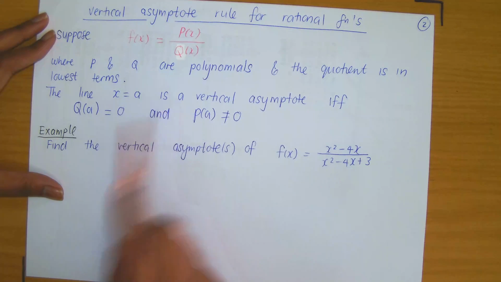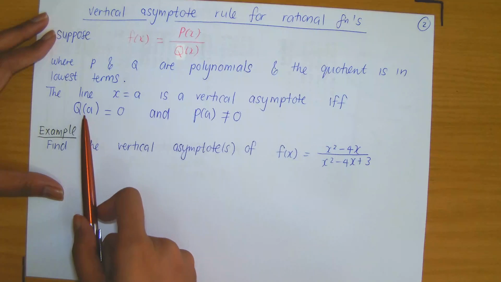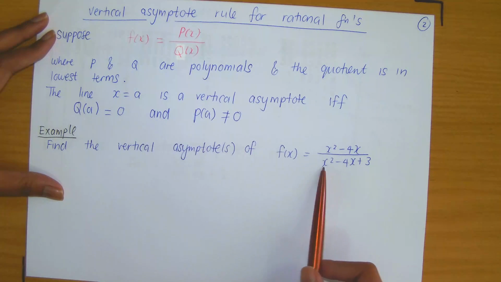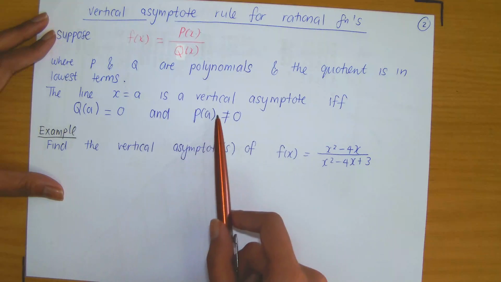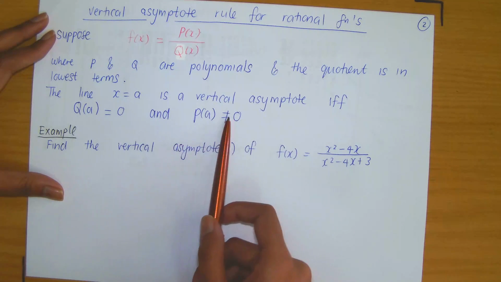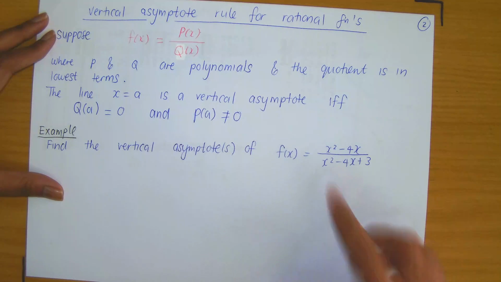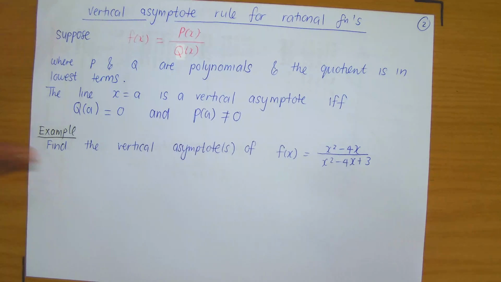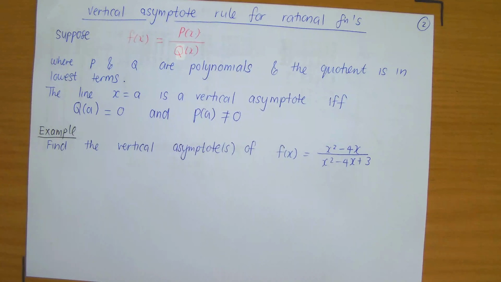So how do we determine this a? We have our quotient of two polynomials. We first need to determine when the denominator is equal to 0. Pick out those x equals a values and check if the numerator is not equal to 0 for those values. If that is indeed satisfied, then those values we determine from the denominator qualify as vertical asymptotes. So let's try this example. Right, so we have our function.